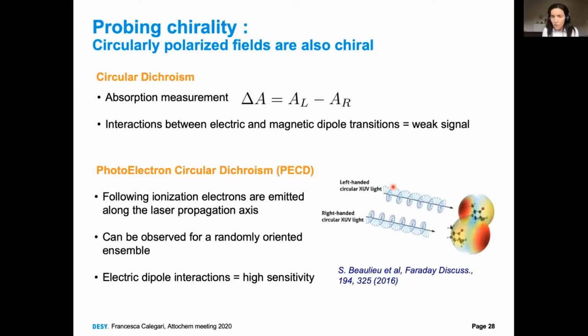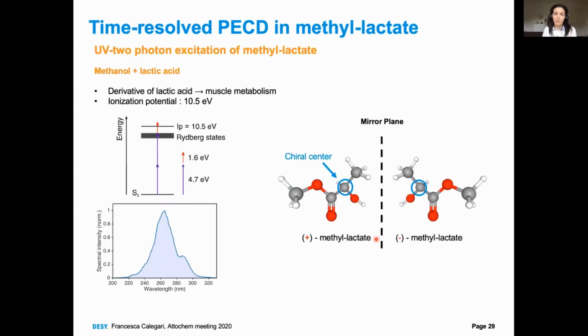Therefore, there is another way, which is named photoelectron circular dichroism, where you can measure the photoelectron ejected along the propagation axis of the laser, as you can see in this cartoon here. For left-handed circularly polarized XUV light, for instance, and right-handed circularly polarized light, you would see the photoelectron ejected on one side or another side of the sphere. And this technique actually has very high sensitivity. So this is the technique we have chosen for our experiment.